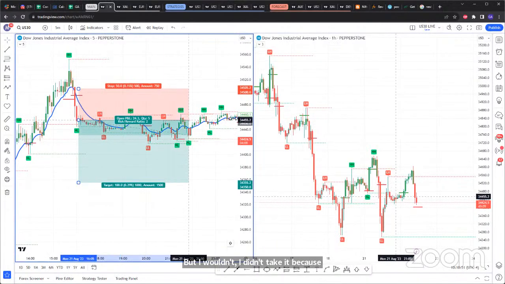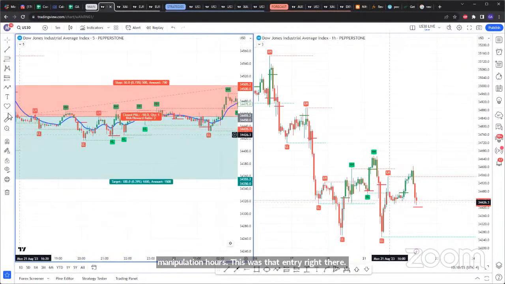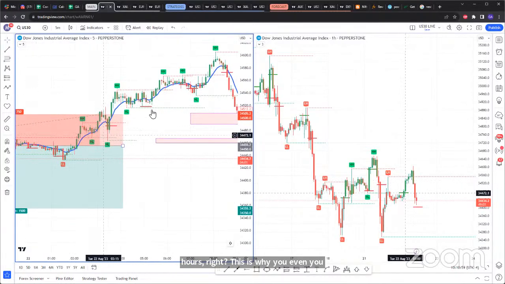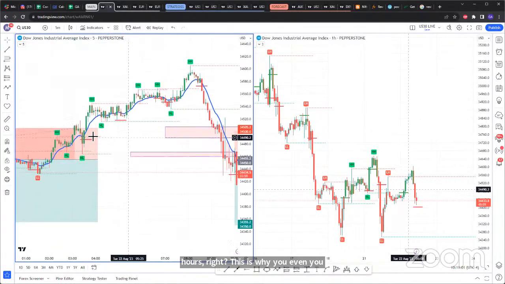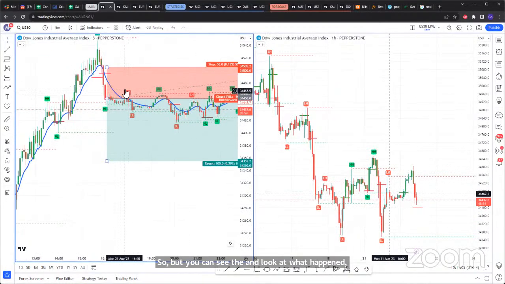This was that entry right there. This was the entry, and you can see the manipulation hours, right? This is why you wouldn't have wanted to take that. But you can see and look at what happened. Manipulated, and US30 now is dropping. But that would have been how you'd have taken this trade.